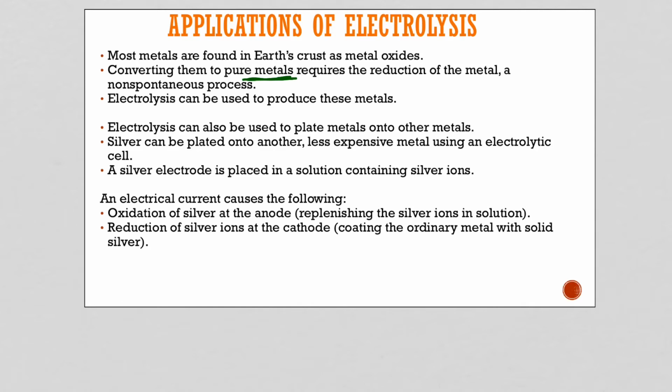We can also use it to what we call plate metal, or deposit metal on top of other metals, what we call electroplating. And this is how we plate metals, right? This is how we get gold plating and silver plating and copper plating and nickel plating, etc. We deposit thin layers of metal on top of other metals.